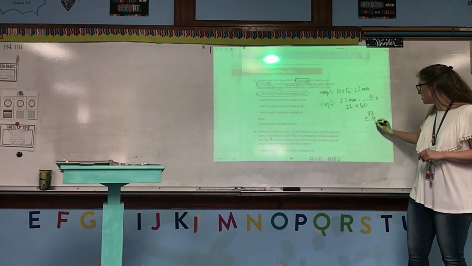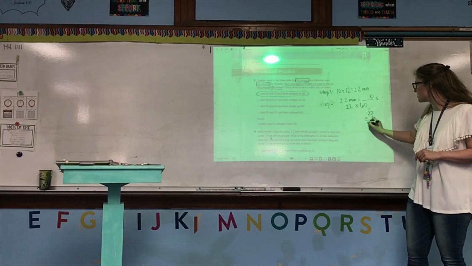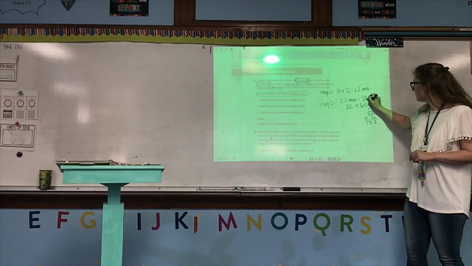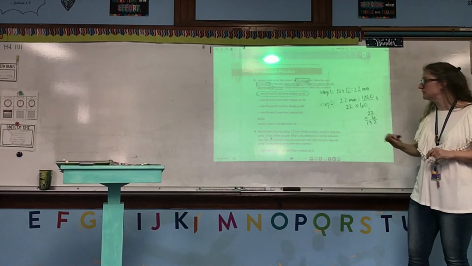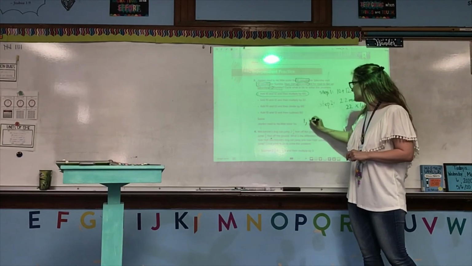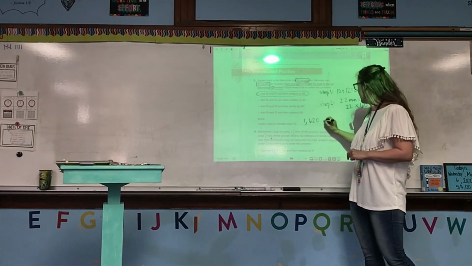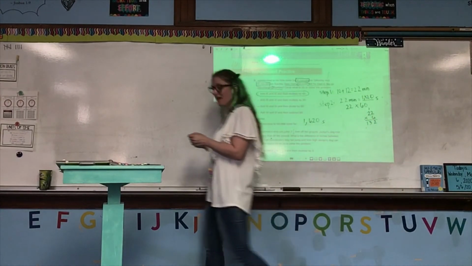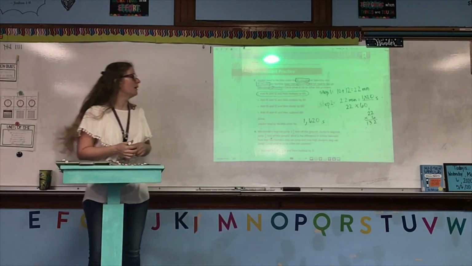So 6 times 2 is 12, 6 times 2 is 12, plus 1 is 13, I put that before my 0. So now I know that Jaden read to his little sister for 1,620 seconds on Saturday and Sunday.